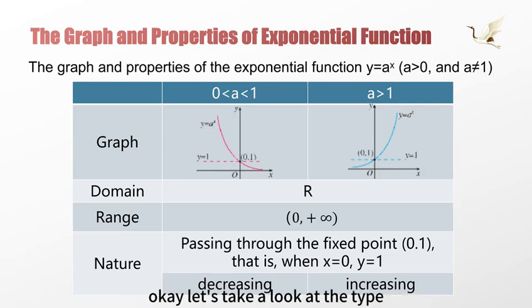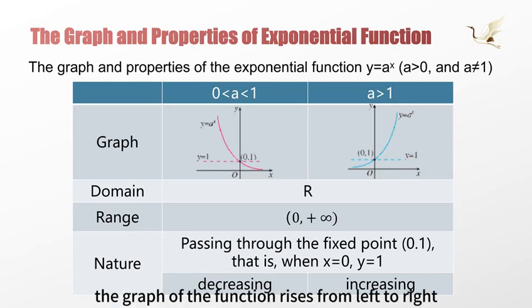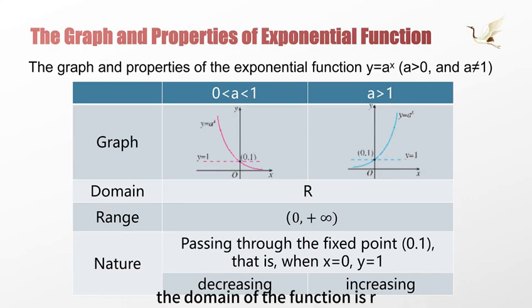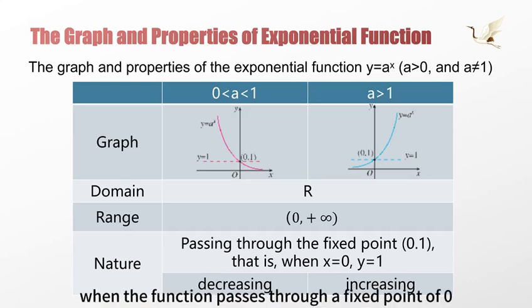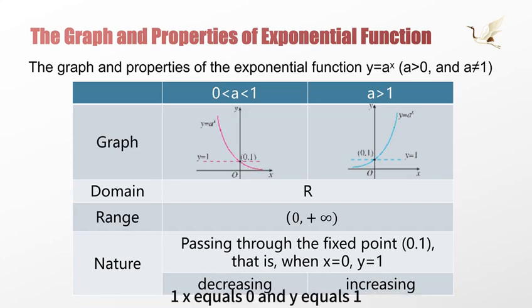Okay, let's take a look at the type where a is greater than 1. When a is greater than 1, the graph of the function rises from left to right. The domain of the function is R, and the range is the open interval from 0 to positive infinity. No matter what value a takes, the function passes through the fixed point (0, 1), that is, x equals 0 and y equals 1. The function is increasing, and it does not have parity.